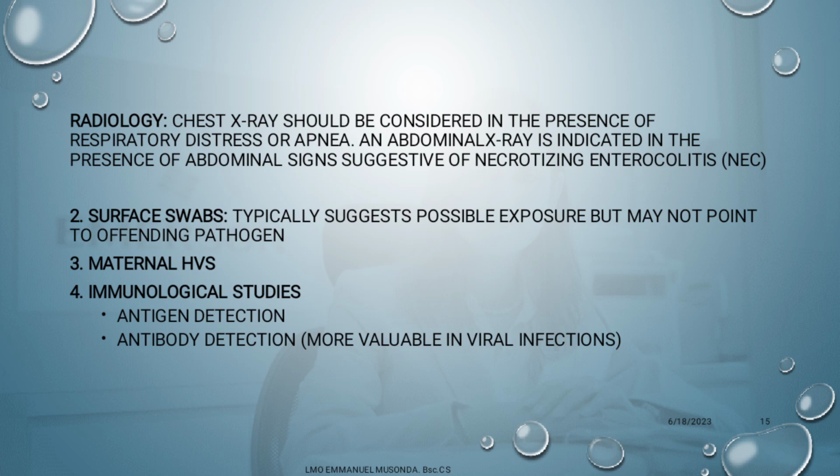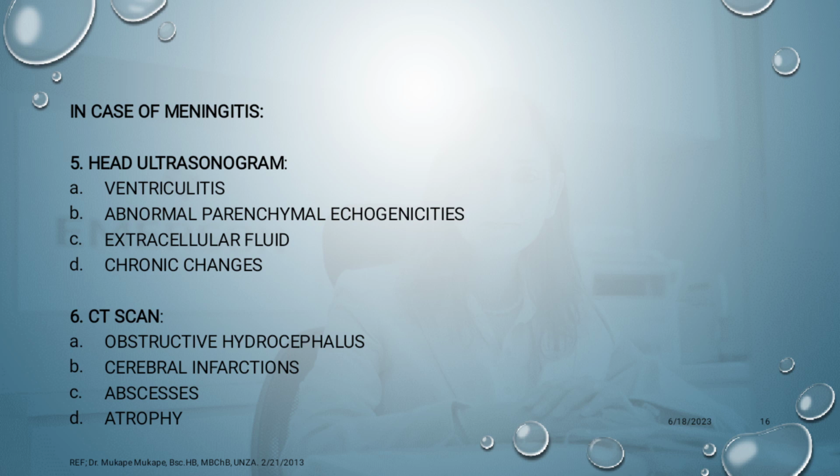Then the other thing we can do is a surface swab. It typically suggests possible exposure but may not point to offending pathogens. And then of course maternal vaginal swab, immunological studies such as antigen detection, antibody detection, more valuable in viral infections. That's how it works. Then in case of meningitis, these are also indicated. You can also do a head ultrasonography to look for any ventriculitis, abnormal parenchymal echogenicity. Then you can have extracellular fluid, then chronic changes. You can have CT scan: obstructive hydrocephalus, cerebral infarction, abscesses, atrophy. These are some of the things which can happen.